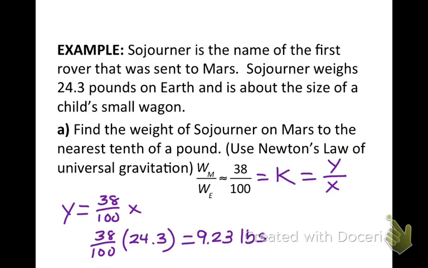So that's one way we could do it. How could I set this up as a proportion? Instead of x on the bottom, put 24.3. So do 38 over 100 equals y over 24.3. Yeah, that would get you there too. And then you could just cross multiply it.